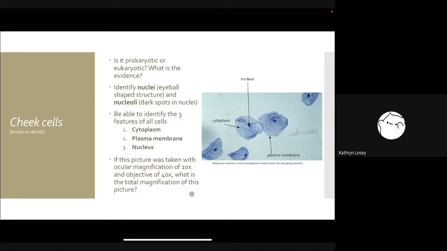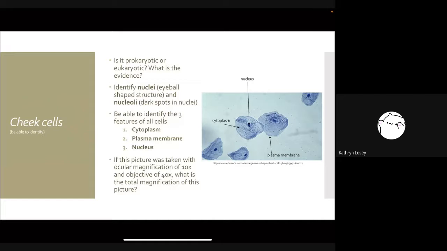All right, so you were given a picture of some cheek cells and asked to label the cytoplasm, the plasma membrane, and the nucleus. Okay. So one of the questions is, is this a eukaryotic or prokaryotic cell? If it has a nucleus, you know that it's eukaryotic.